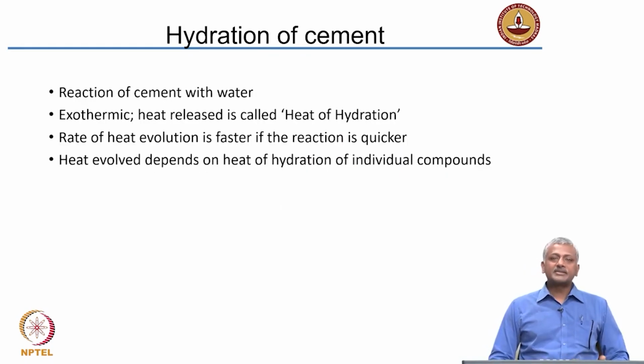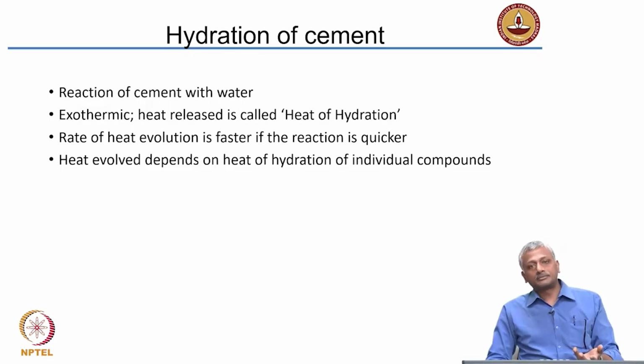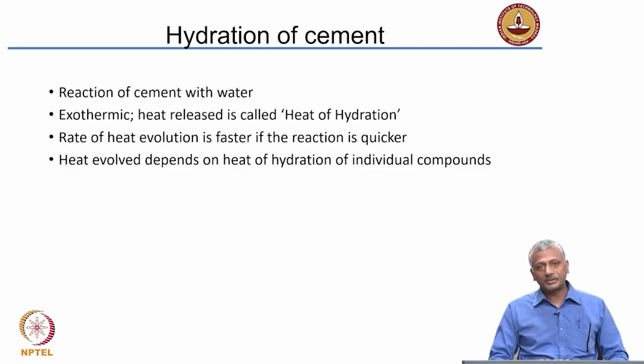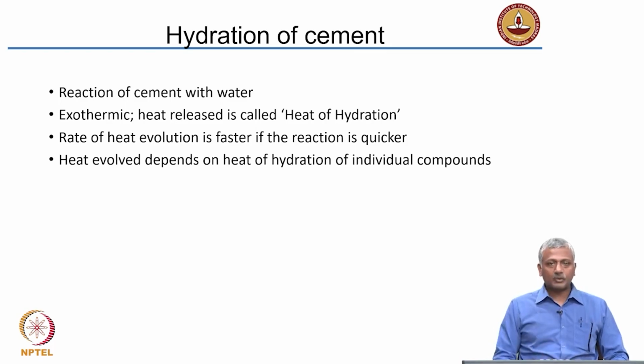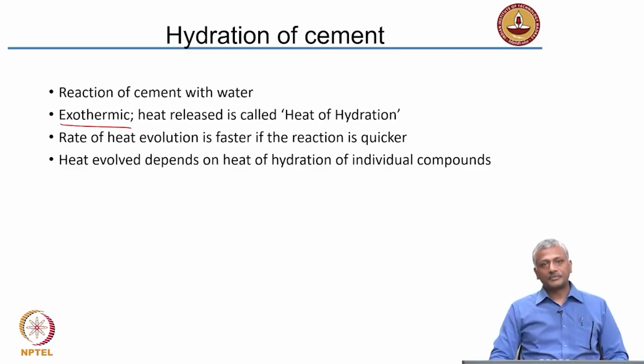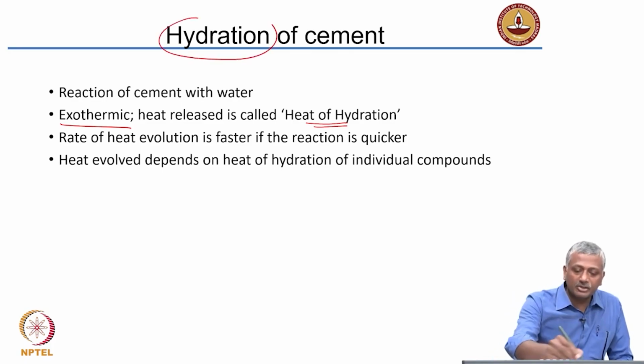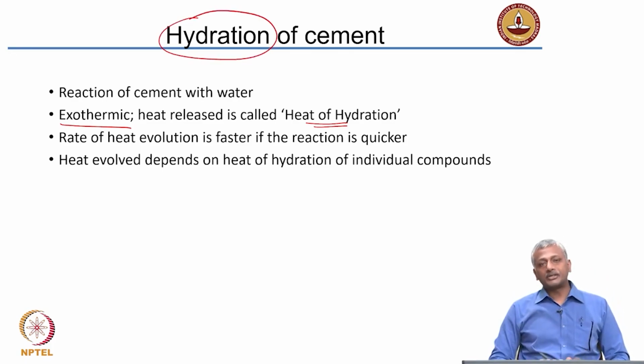So, what happens when you mix the cement with water? You might have seen what happens when you mix lime with water. It rapidly reacts with water and converts to calcium hydroxide. Now, cement on the other hand has a controlled reaction with water. Nevertheless, the reaction of cement with water is also exothermic. It releases heat. Heat is released when cement reacts with water, and this heat released is called the heat of hydration. So, the entire process of reaction of cement with water is called hydration.